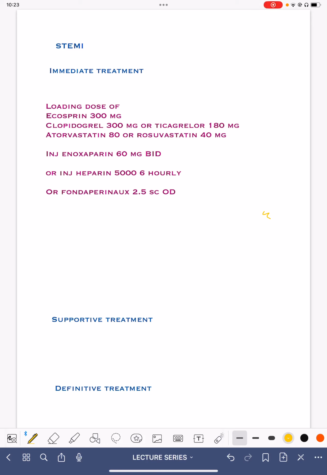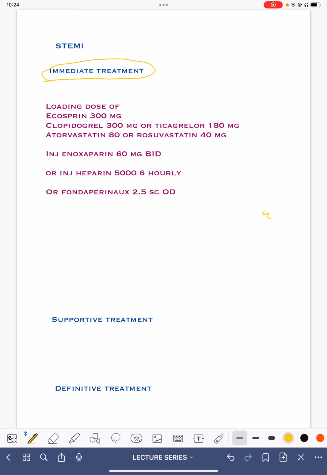Now, we have already seen the ST elevation MI and its diagnosis and investigations. In this part, we'll be looking at the treatment. So, in the treatment part, we'll be seeing the immediate treatment that we must give and some supportive treatment.